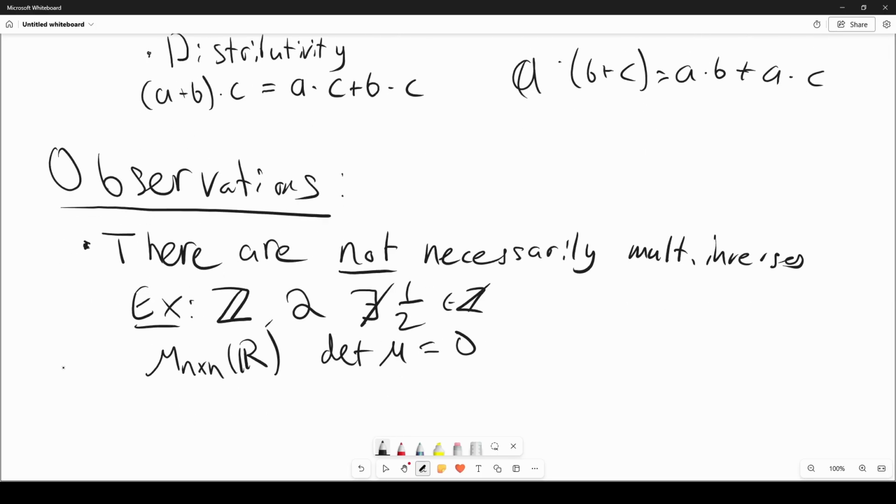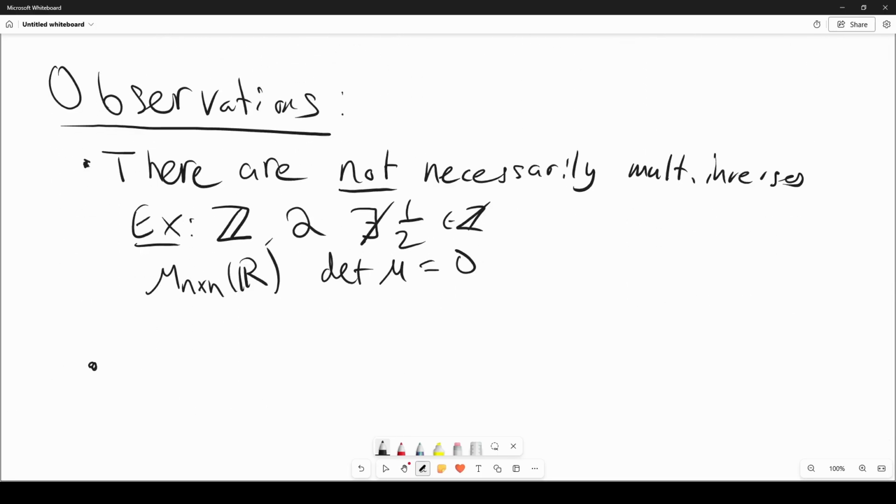Okay. Second observation, which sounds kind of silly, but it's basically that 0 and 1, which are the only elements we've actually specified and required to be in the ring, are not necessarily distinct. Even though it seems like they should be.